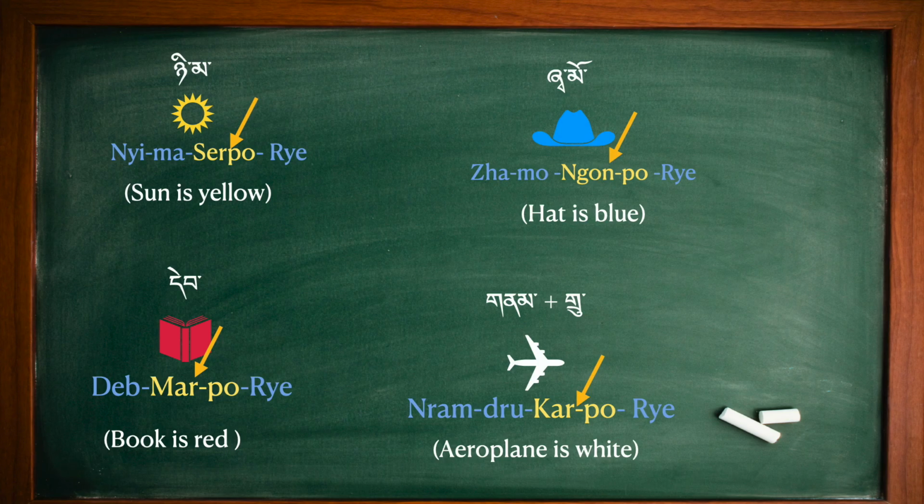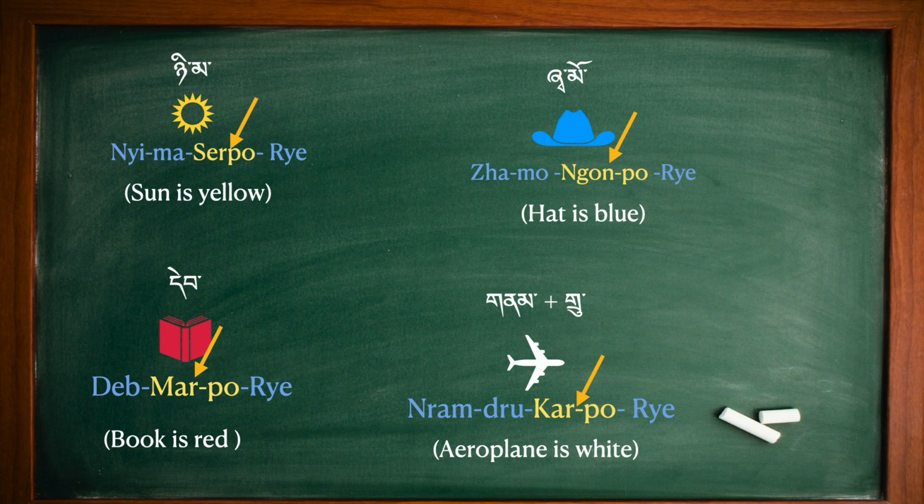Book is red in Tibetan is Thep marpo re. Hat is blue in Tibetan is Shamu ngunpo re. Aeroplane is white in Tibetan is Nam tu karpo re. So we know that karpo, ngunpo, marpo, serpo, all of these are color adjectives.